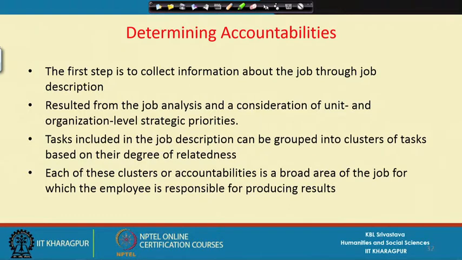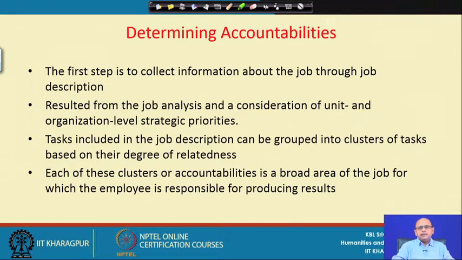Key accountabilities. So, when it comes to determining key accountabilities, what are the things that we need to do? Do you remember we talked about accountabilities, objectives and standards. So, when it comes to determining accountabilities, what actually happens? You are going to collect data through job description. When I am talking about job description specifically, it talks about what? The tasks, duties and responsibilities, and also job specifications, the knowledge and skill that is required by the individual to perform the job. So, the first step in collecting information about the job is through job description.